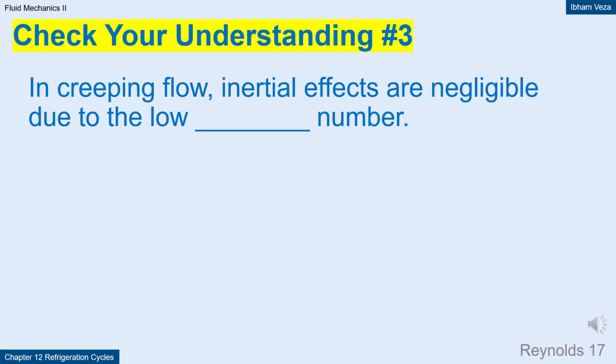Check your understanding number 3. In creeping flow, inertial effects are negligible due to the low Reynolds number.